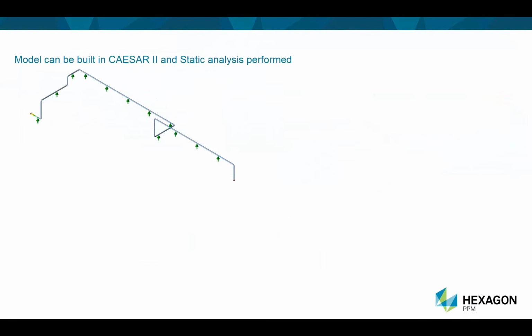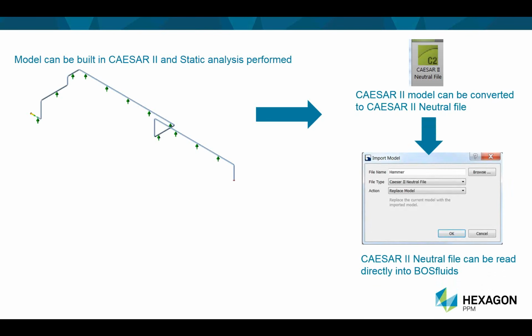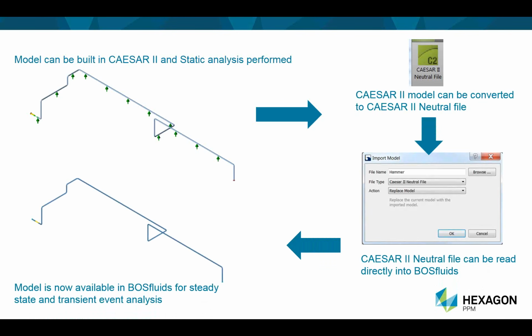Well, the basic workflow is you build your model in CAESAR II and run the static analysis just like you do today. And then once your static analysis is complete, your pipe system, everything is satisfactory, you can then convert your CAESAR II input to a CAESAR II neutral file. And that CAESAR II neutral file can be read directly into BOSfluids. Here we see a screenshot from BOSfluids, and you can see the file type is a CAESAR II neutral file. We can read that directly into BOSfluids and create a BOSfluids model, which is now available and ready for steady state and transient event analysis in just a couple of seconds.